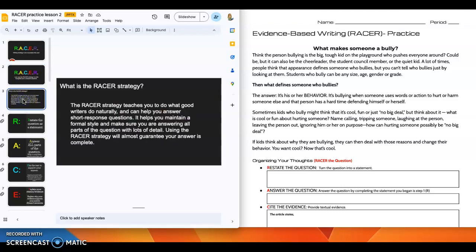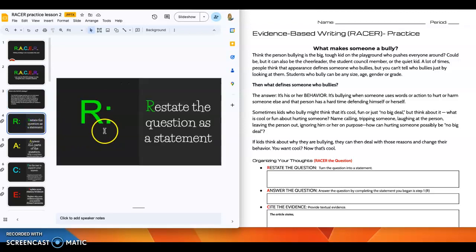The technical definition is this: the RACER strategy teaches you to do what good writers do naturally and can help you answer short response questions. It helps you maintain a formal style and make sure you are answering all parts of the question with lots of detail. Using the RACER strategy will almost guarantee your answer is complete. In other words, class, using the RACER strategy is a great strategy to use when you have to use textual evidence.